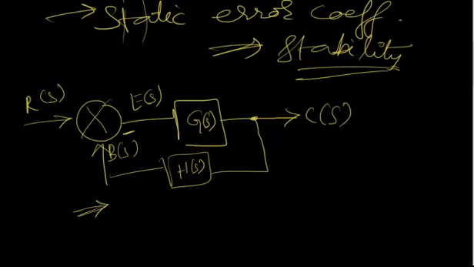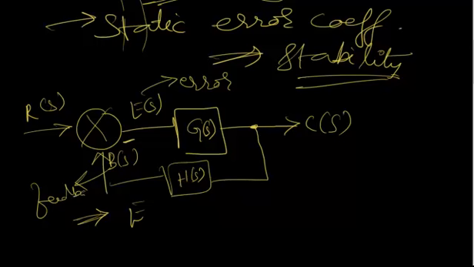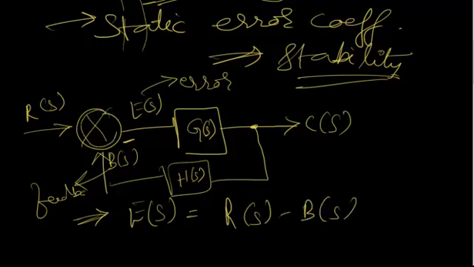So E of S is the error signal and B of S is the feedback signal. From this figure we understand that E of S is equal to R of S minus B of S, because at the summing point we are calculating the sum of R of S and minus B of S. This we give as the error signal. That error signal then goes as input to the next block and gives out a controlled output.